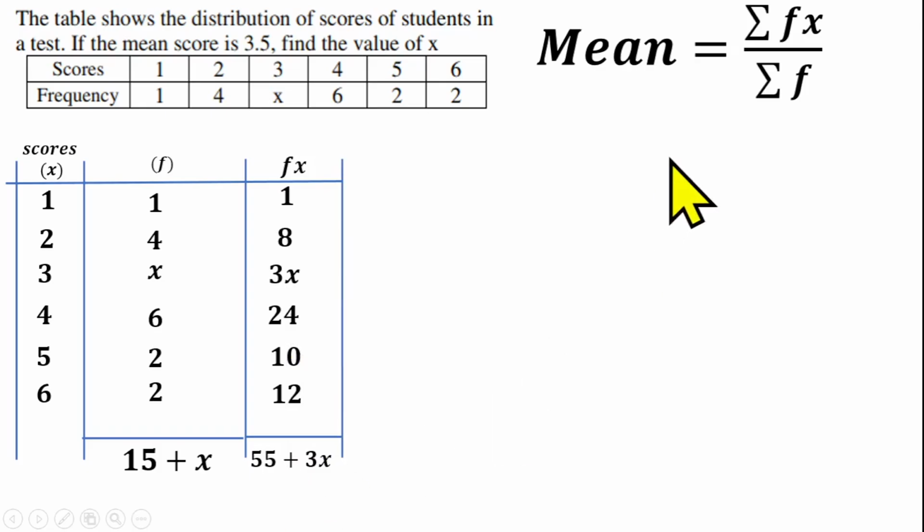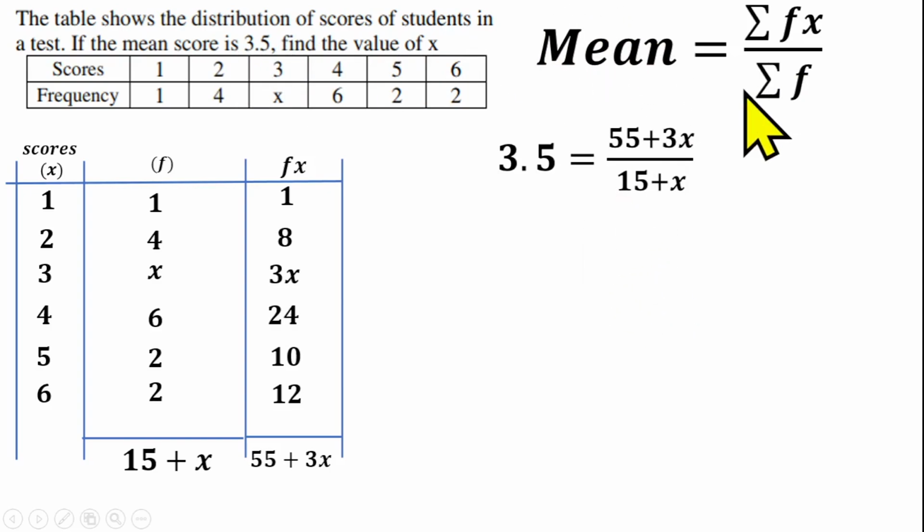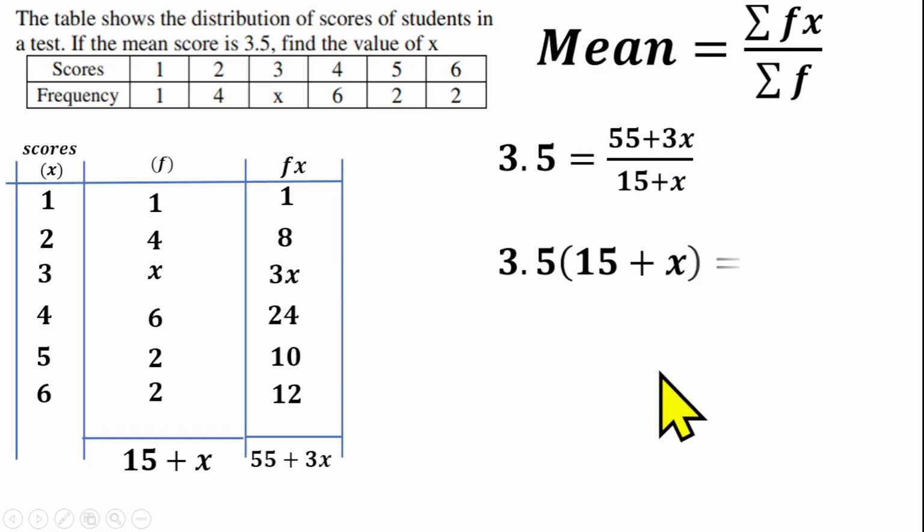Then if you now put this in our formula, we have been given the value of the mean. They say that the mean score is 3.5, so that will be representing the mean here. You have 3.5 equals 55 plus 3x over 15 plus x. From there you can cross multiply. So 3.5 will multiply 15 plus x equals 55 plus 3x.